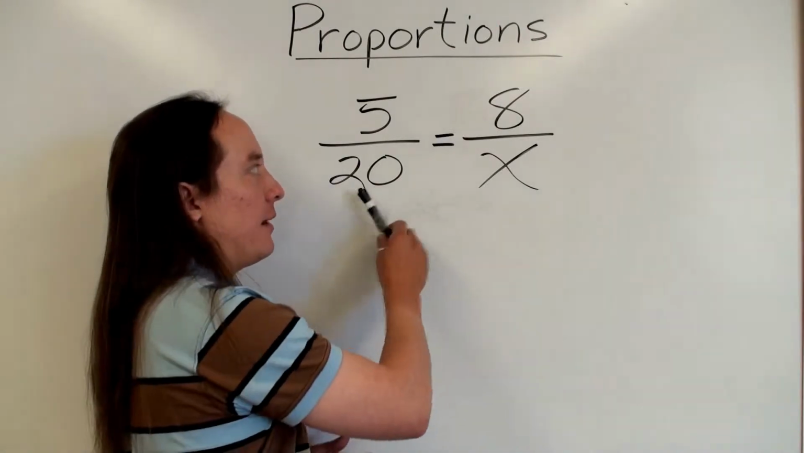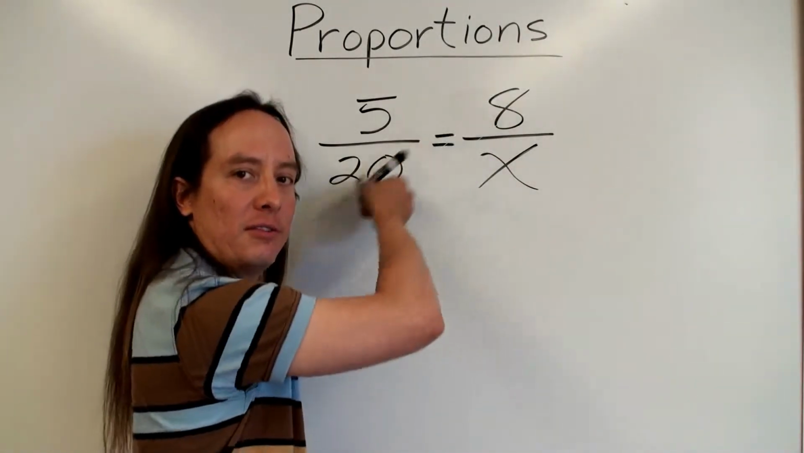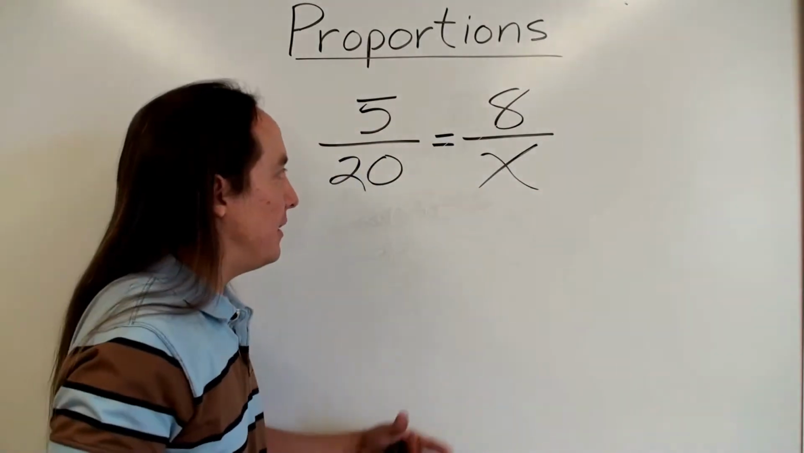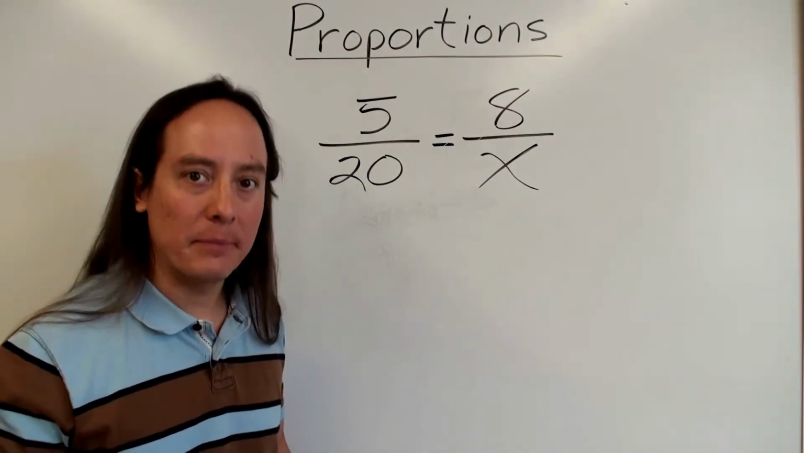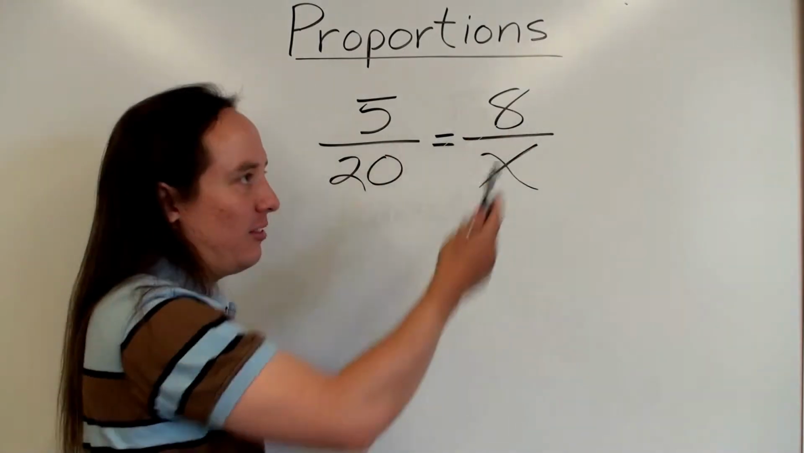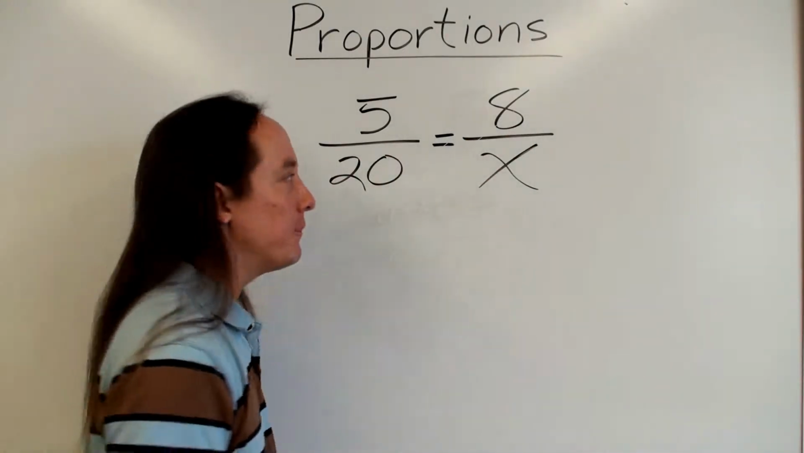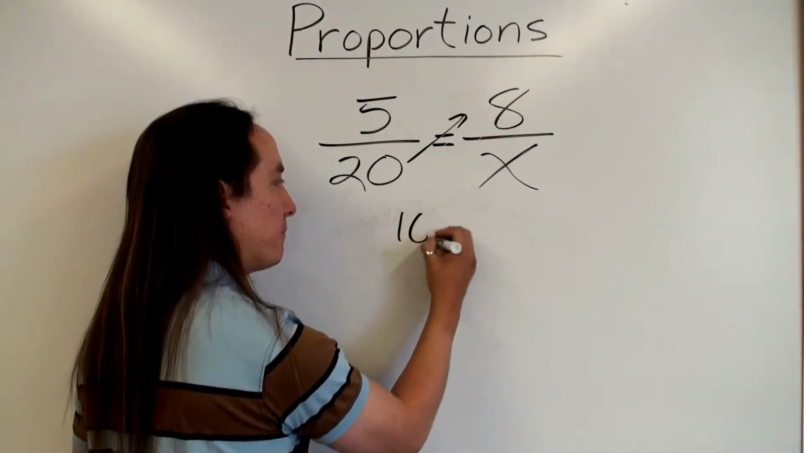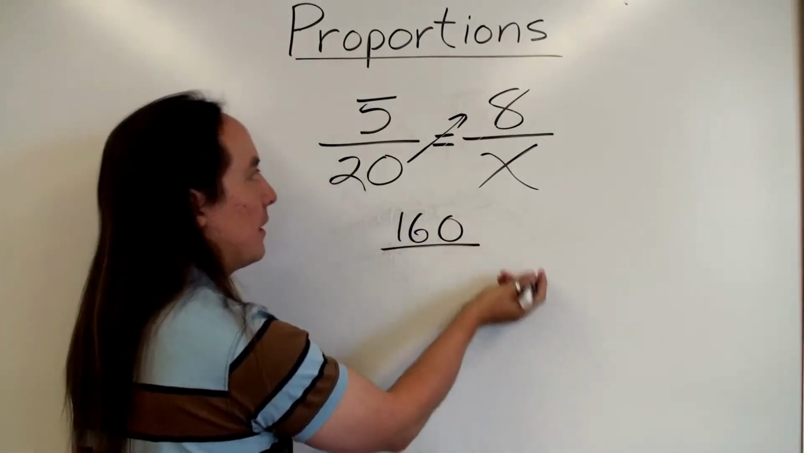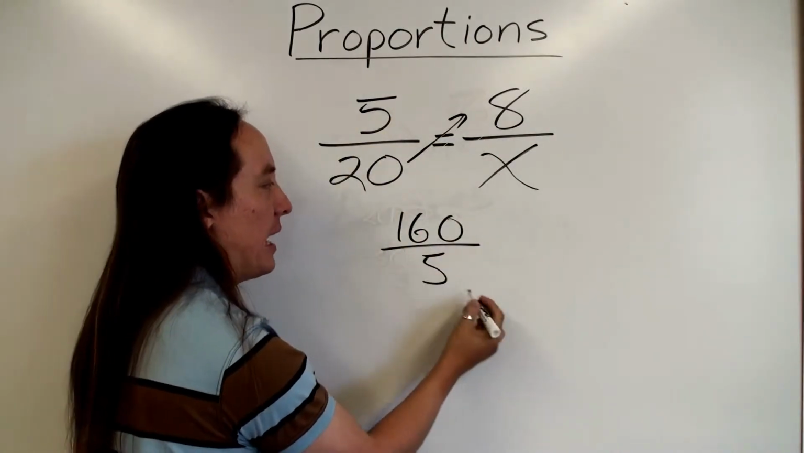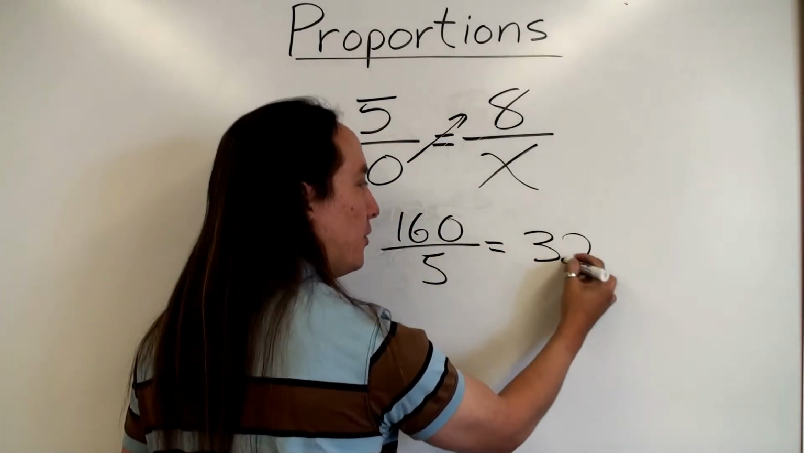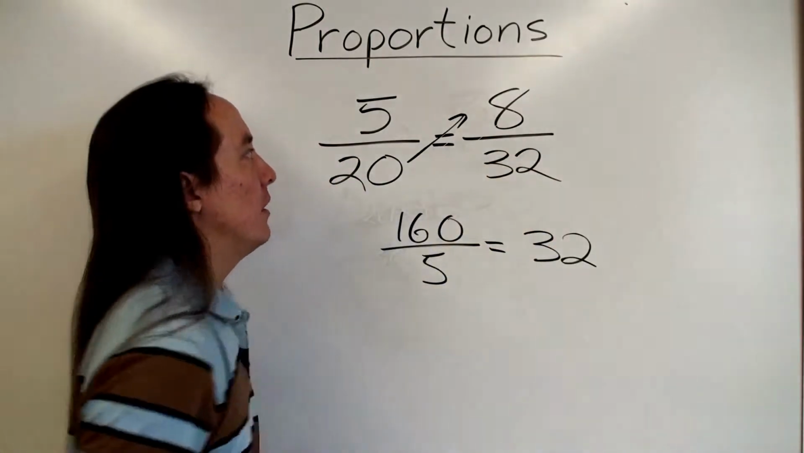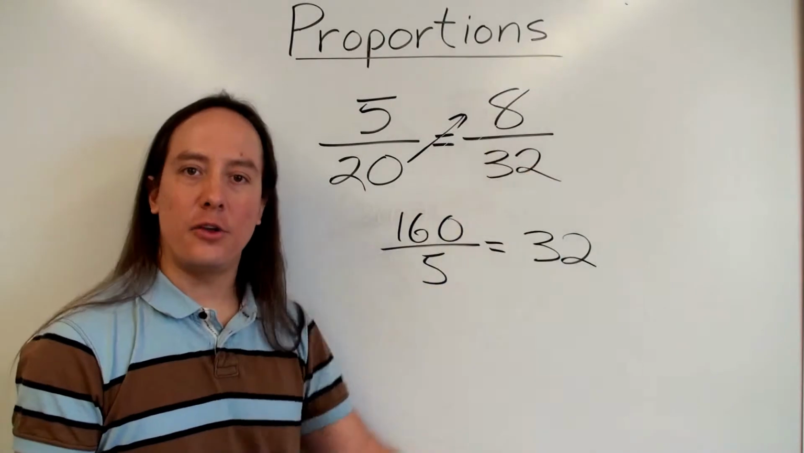So another thing to point out, this time my multiplication goes this way. The last time my multiplication was going that way. It doesn't matter. The idea here is that it just has to be diagonal. The direction just depends on the problem that they give you. So 20 times 8 is 160. Divided by 5, the other number that I haven't used, that will give me 32. Okay, so 5 over 20 is equal to 8 over 32.